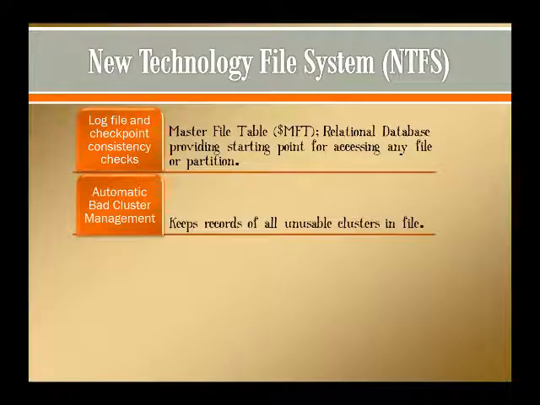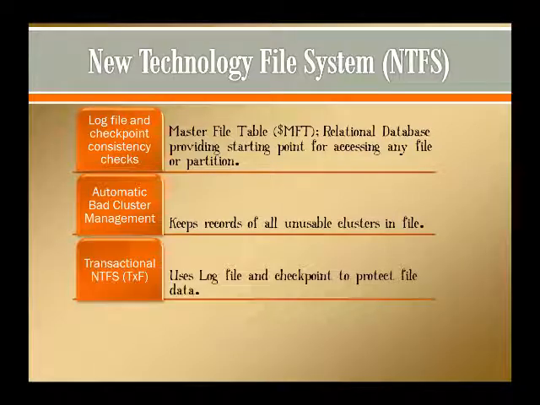Automatic bad cluster management. This keeps a record of all unusable clusters in a file. Once a cluster is bad, it's moved to this particular file. If that cluster is still in use, it just moves the data to another cluster.